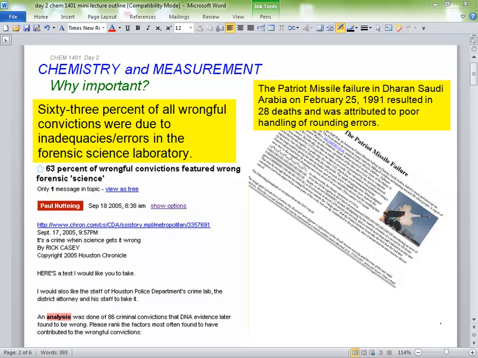NASA was collaborating with a European company. The European company sends some information in the metric system, right? Well, our guys plugged things in as miles per hour, so they forgot to convert, or they made the incorrect conversion, and boom, right? Oh no, that was a Patriot missile. That was something due to rounding.